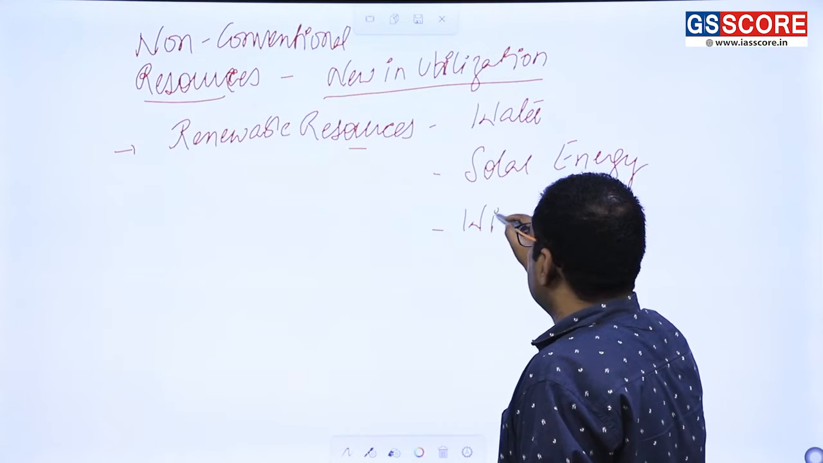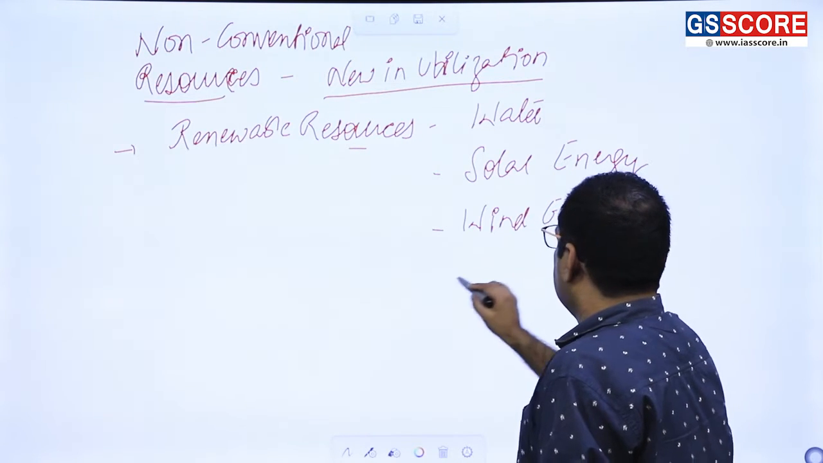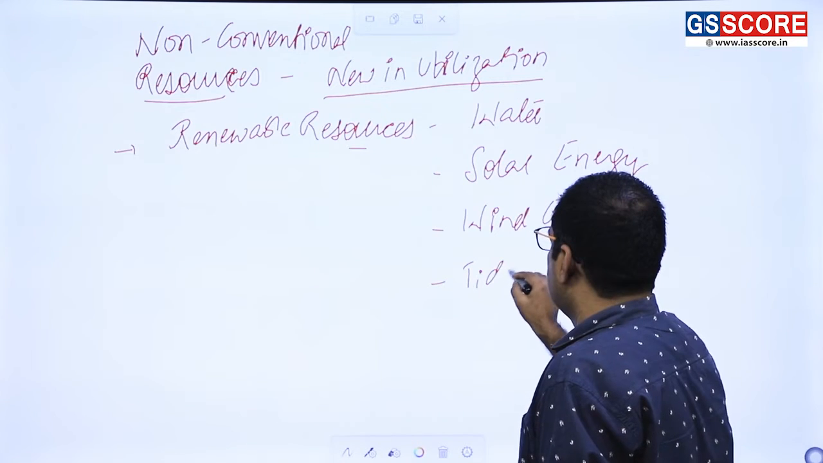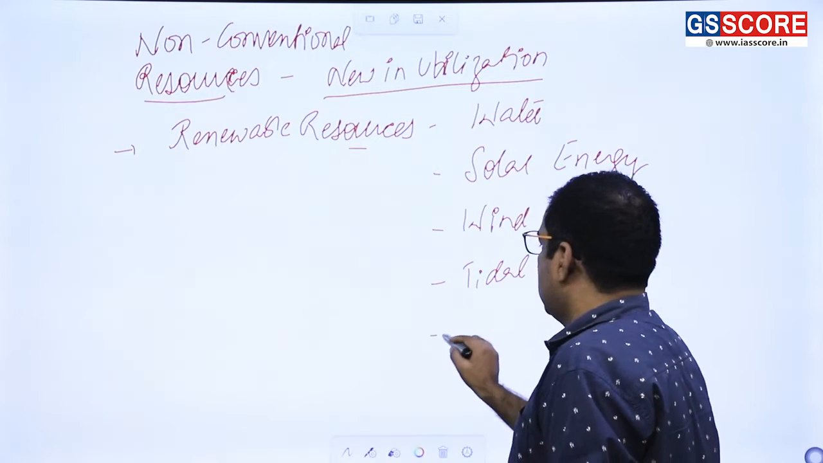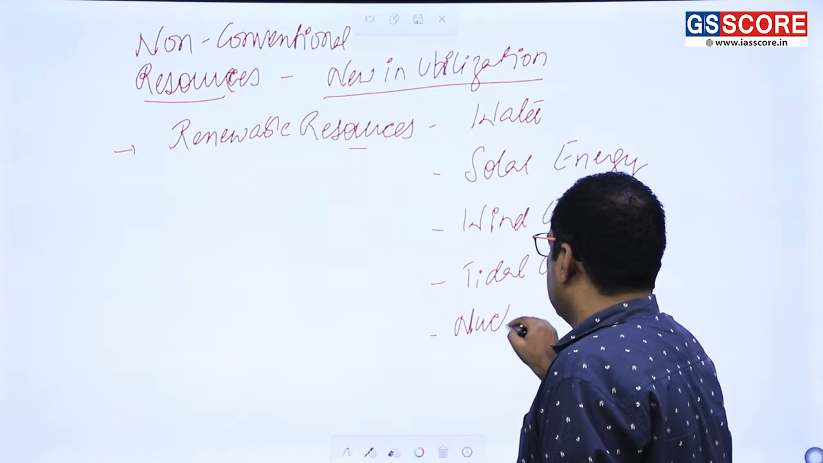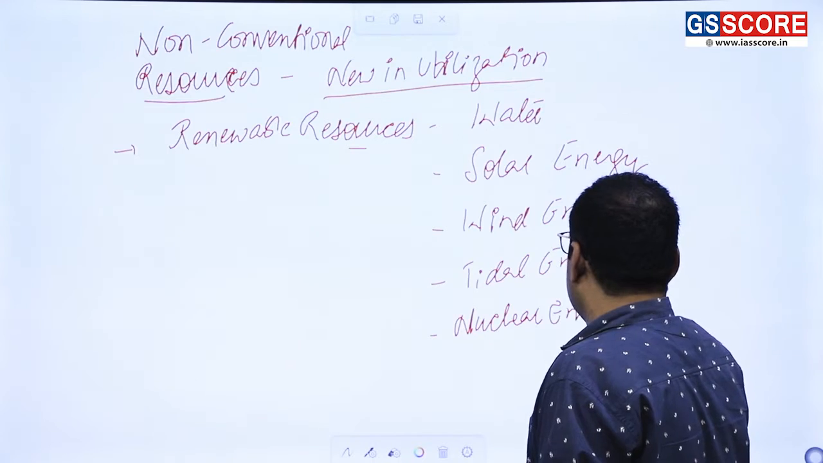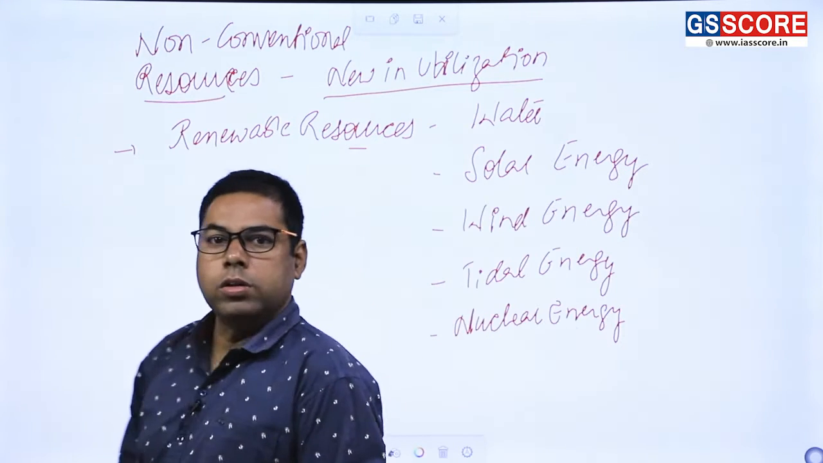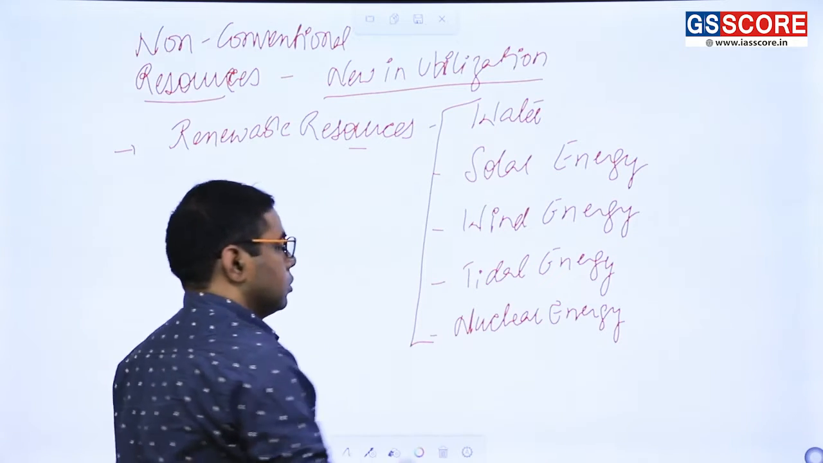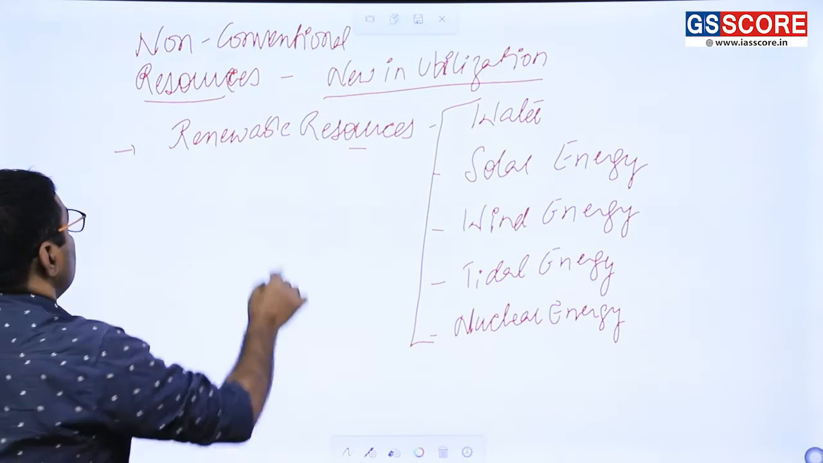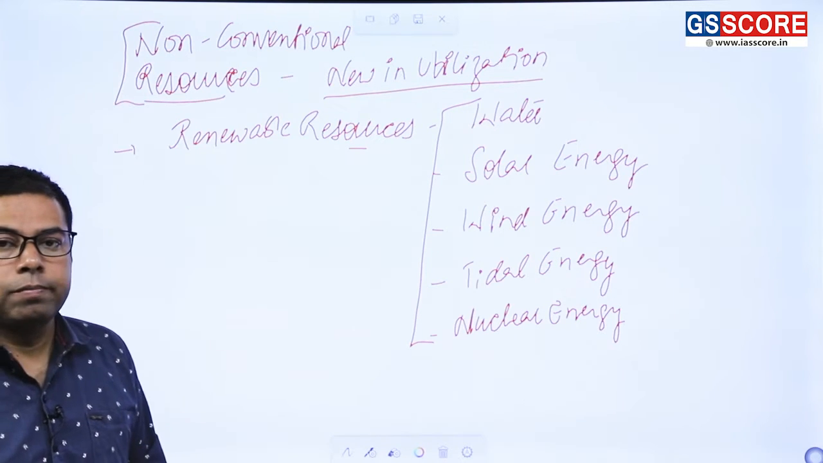wind energy, tidal energy. Then after, nuclear energy, right? All these are the key natural resources, that is, non-conventional aspects.